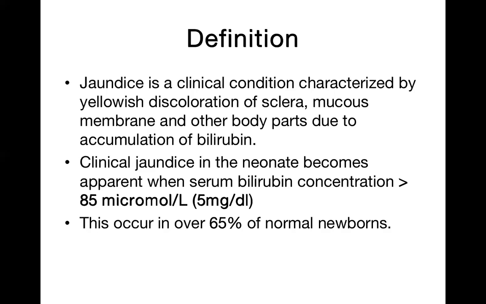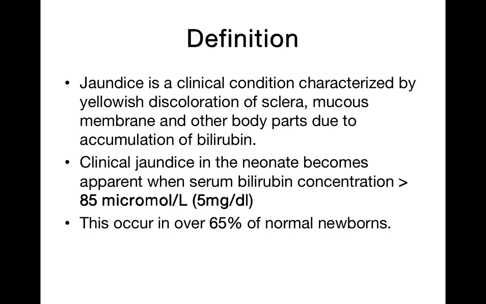Now, in comparison to the adult, the neonatal jaundice is slightly different. What's the difference here? You need to know that. The clinical jaundice in the neonate becomes apparent only when serum bilirubin concentration is more than 5 milligram per deciliter. In adult, if it is more than 1 or 2 milligram per deciliter, they look slightly yellow, but in newborn, it should be more than 5.